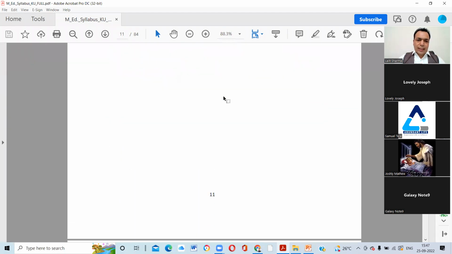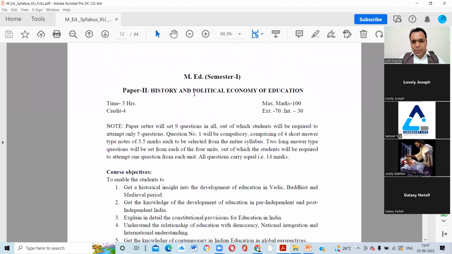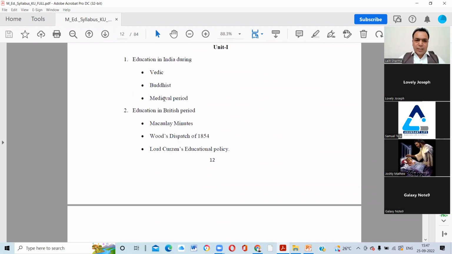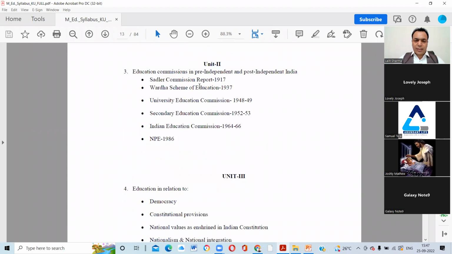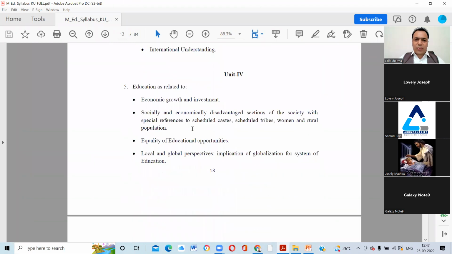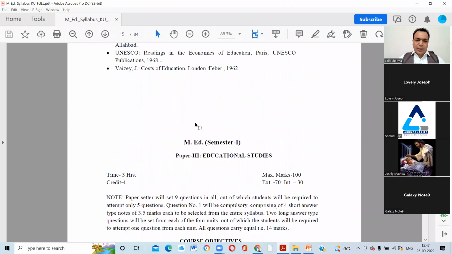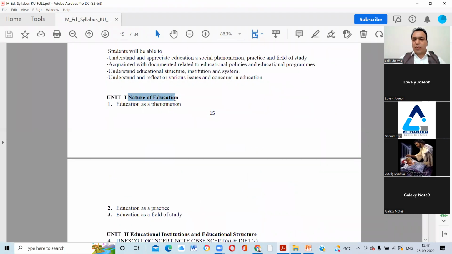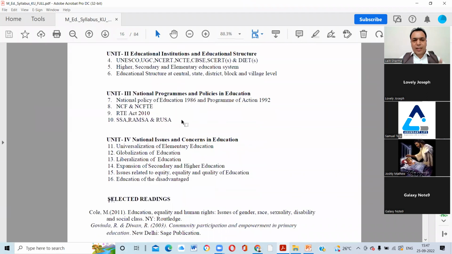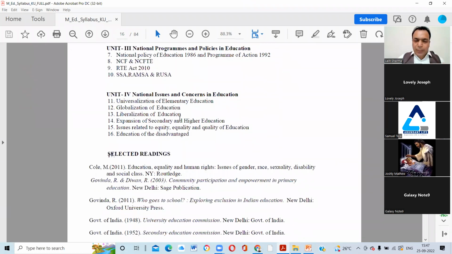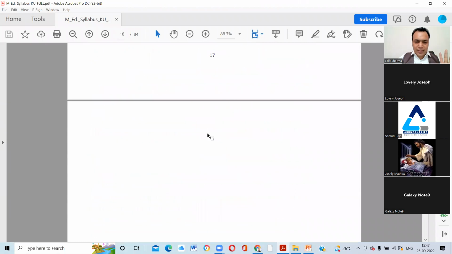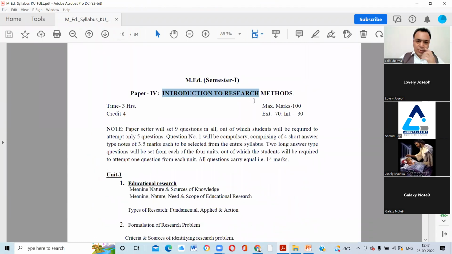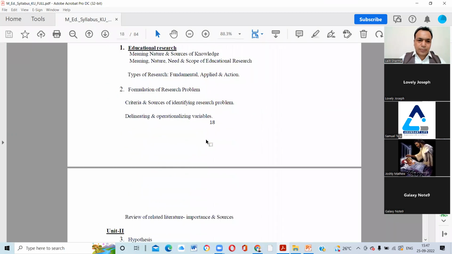This is the second paper, history and political economy of education. It is talking about education, and we will start this paper after finishing paper 1 and paper 3. Paper 3 is educational studies, which talks about the nature of education. So the first topic of this paper and the first topic of the psychology paper 1 are what I am going to study. And this is your 4th paper, introduction to research methods. You also have the copy of this, I have already sent it, so later on you can see the syllabus also.